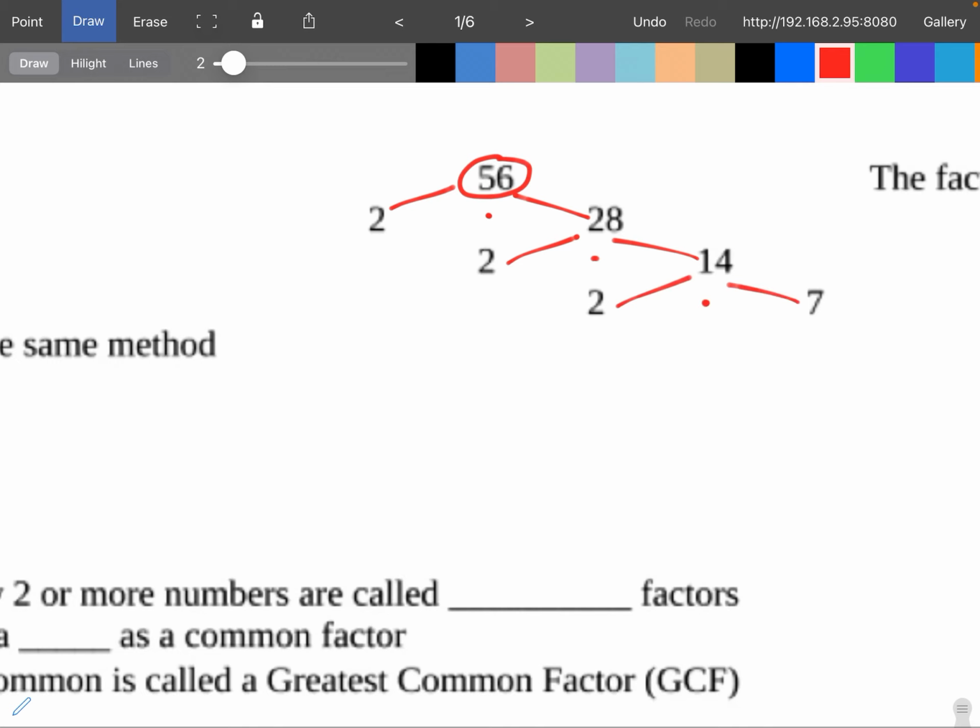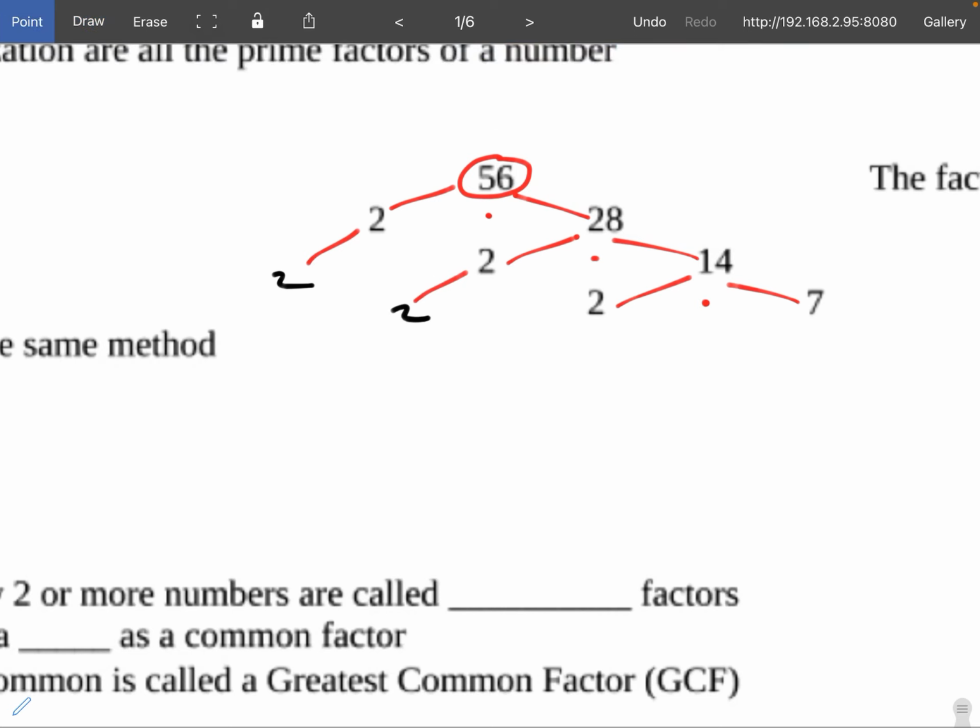But then what I would do with my factor tree is bring this 2 down right here, and then I would bring this 2 down right here. So something like that. Then I could see that the final answer would be 2 times 2 times 2 times 7. That would be 8 times 7, and that's 56. But again, they don't do that in the book. That's not how they do it.